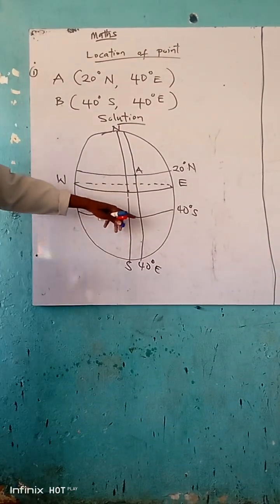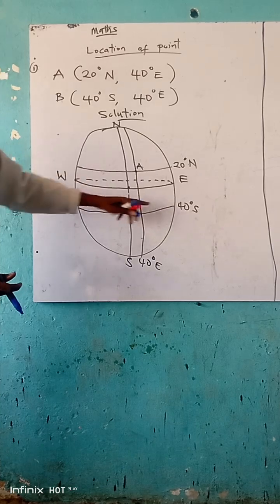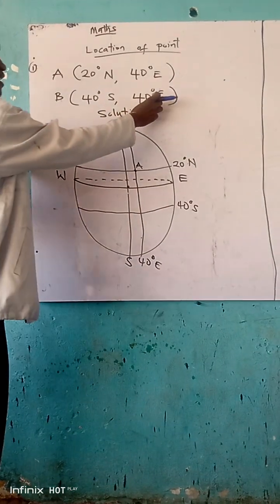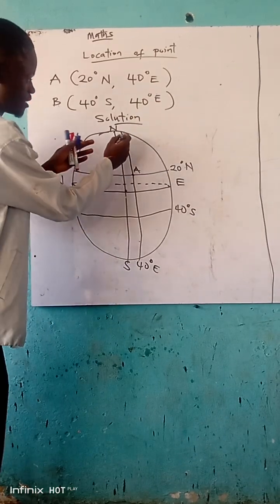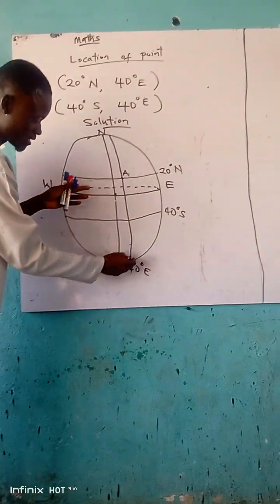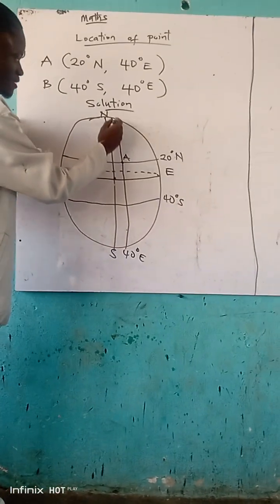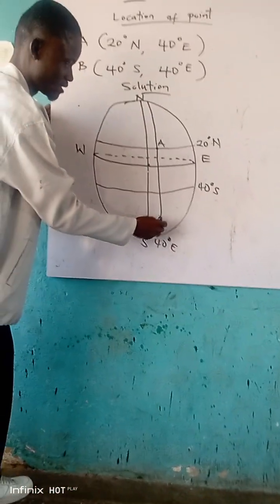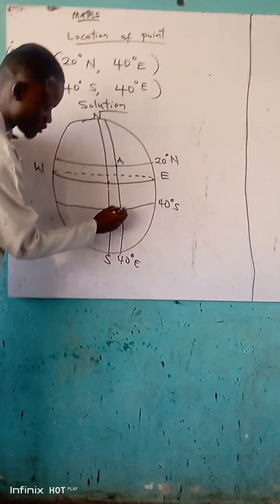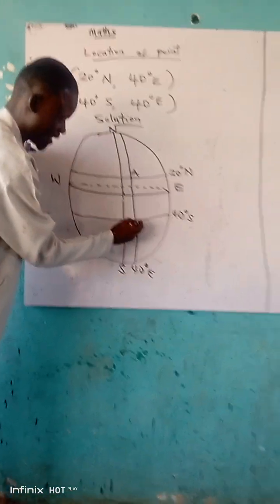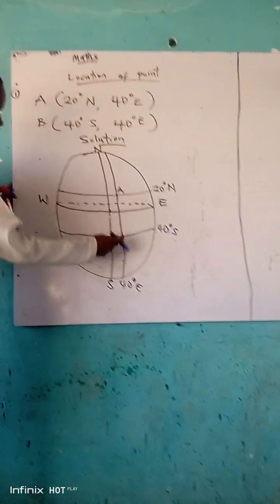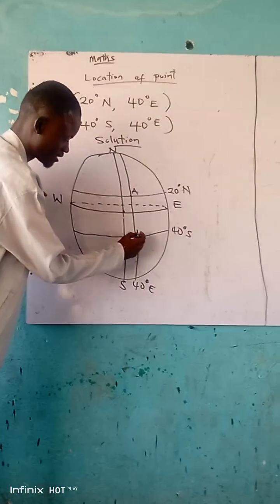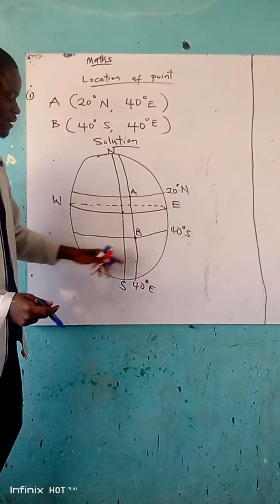If we have located our 40 degrees south, the next one is to locate 40 degrees east. Now, this is our 40 degrees east. Remember from the first one, this also maintains our 40 degrees east. That means this is where the two lines intersect, the latitude and the longitude. That means this is our point B.